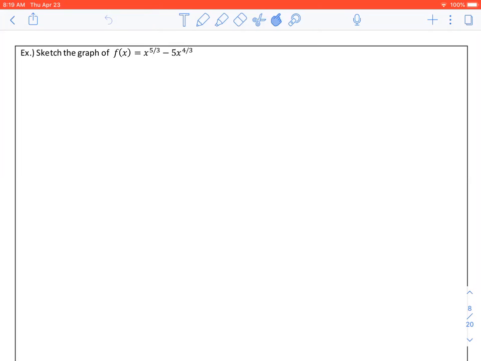We are in section 4.5 on page 8. The example says sketch the graph of f of x equals x to the 5/3 minus 5x to the 4/3. So the first thing is, what is the domain of our function? Since we have cube roots here, if you were to rewrite this in root form, our domain is going to be all real numbers.